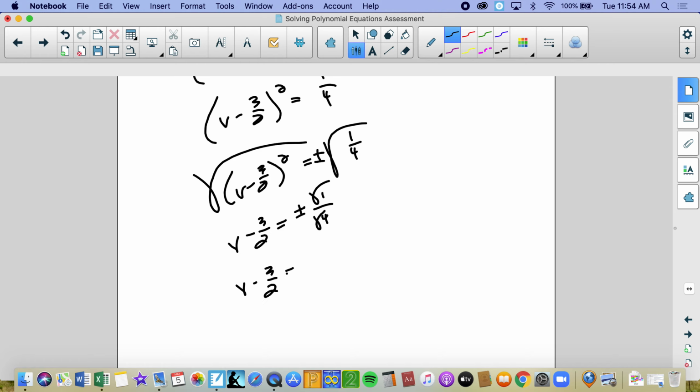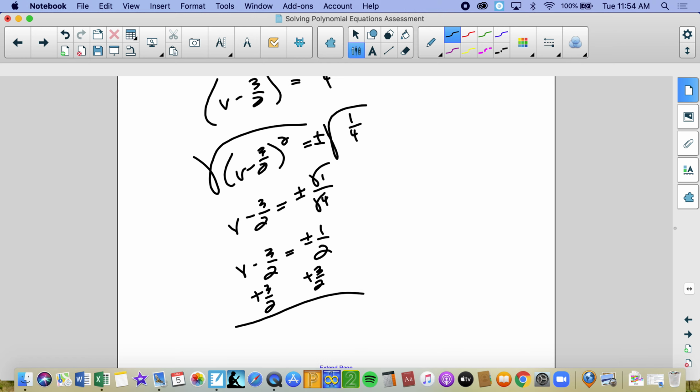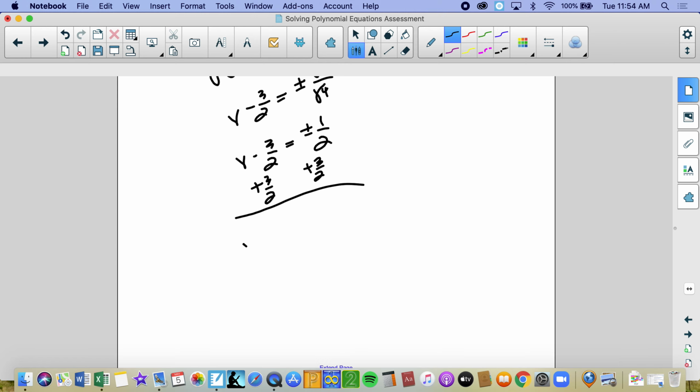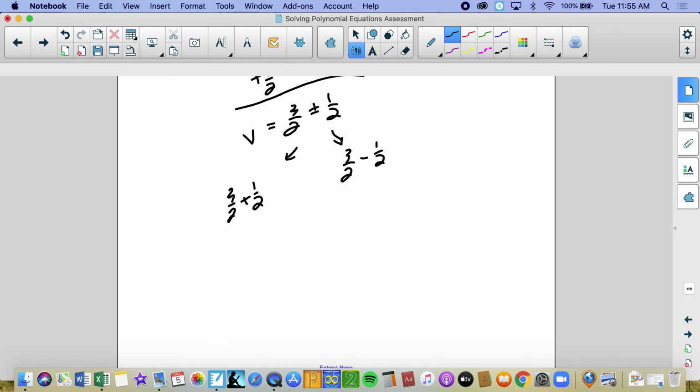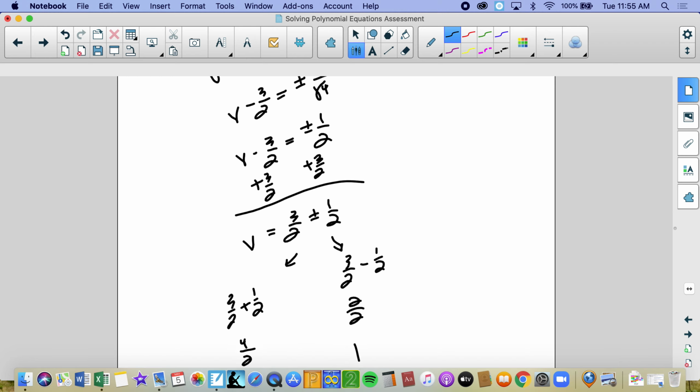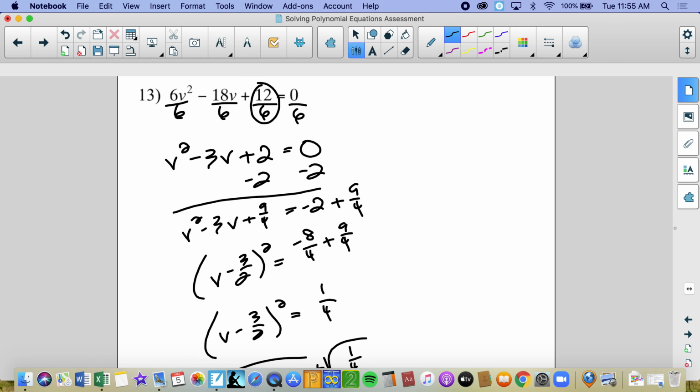V minus 3/2 equals plus or minus 1/2. Let's add 3/2 to both sides. We're isolating the variable. We get v equals 3/2 plus or minus 1/2. Let's do 3/2 plus 1/2 and 3/2 minus 1/2. We get 4 over 2, which is 2. We get 2 over 2, which is 1. So my solutions are 1, 2. Woo! Good catch, Mr. Mac. Sorry about that.